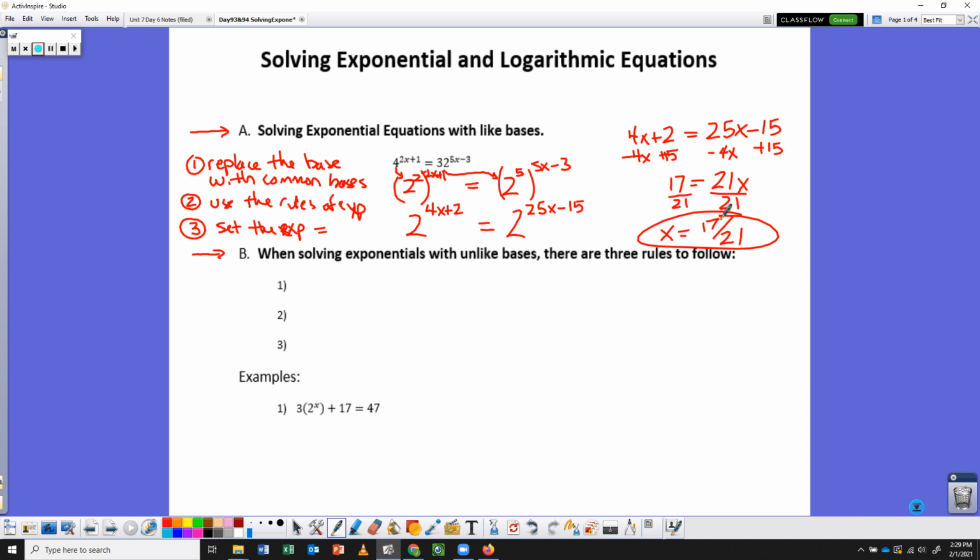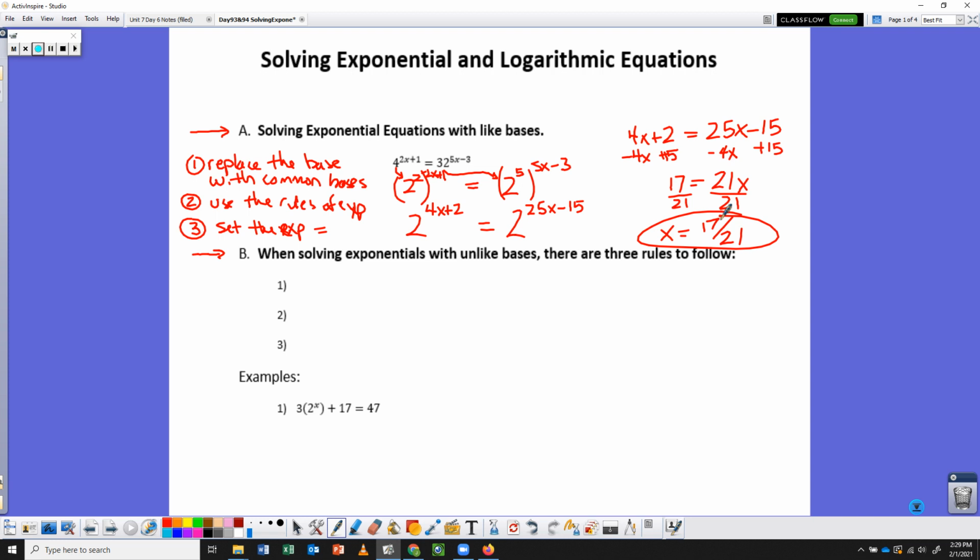All right, for part B here, if you've looked across both sides of the equation and what you see on both sides do not come from powers of the same number, what you're dealing with then is exponentials with unlike bases. There are 3 steps that you have to follow in order to be able to solve one of these types of problems.